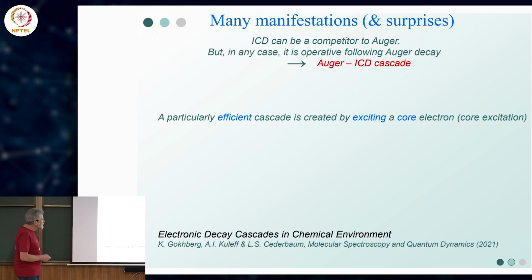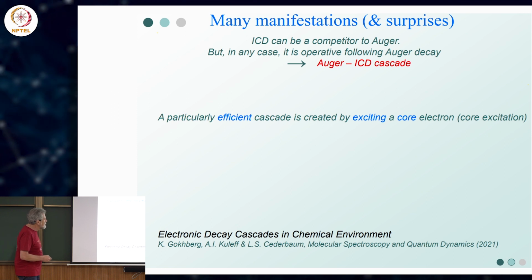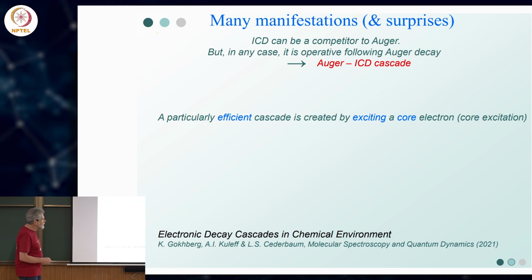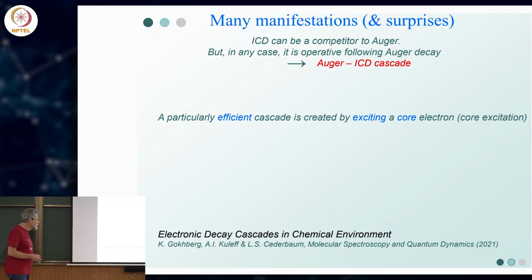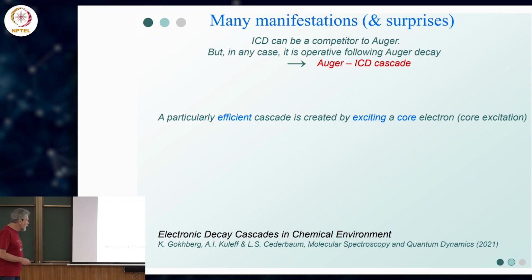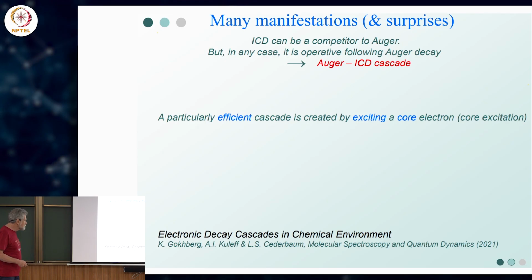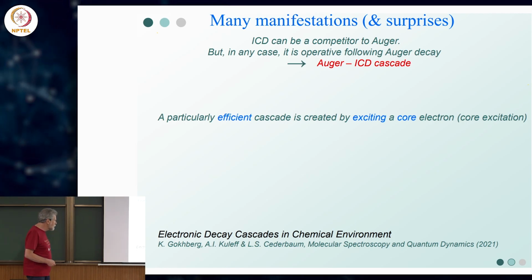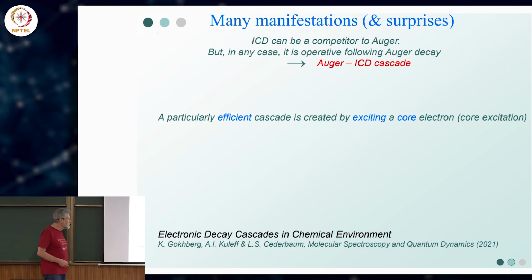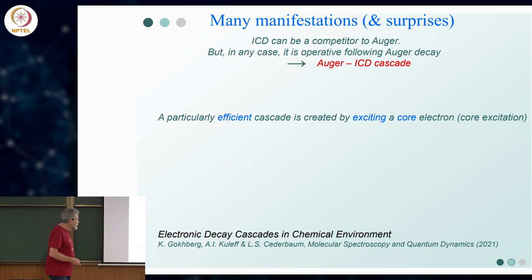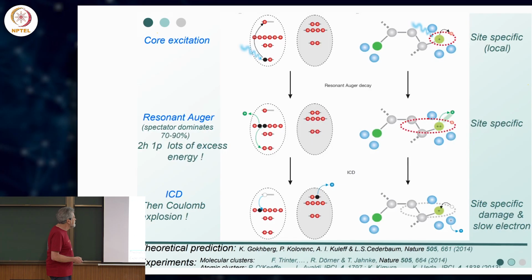Now, I will show you one example. So a particularly efficient cascade is created by exciting a core electron. So this is a core excitation. There is some kind of book chapter by Kirill Gokhberg on electronic decay cascades in chemical environment. It's a book chapter, it's not a paper. Now, let me go through this slide.